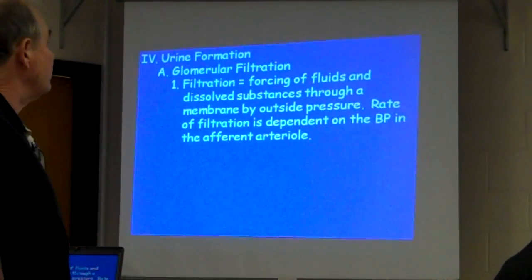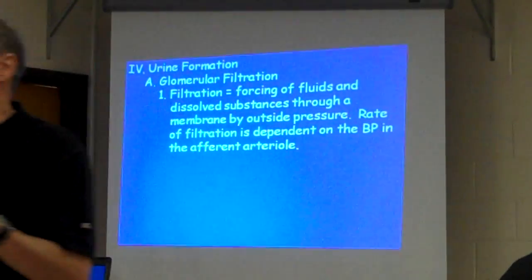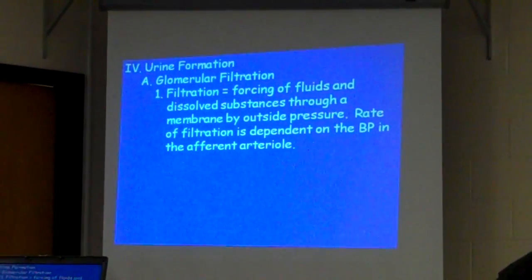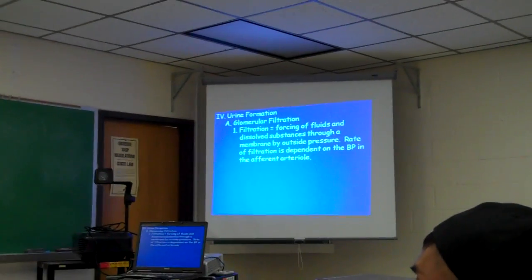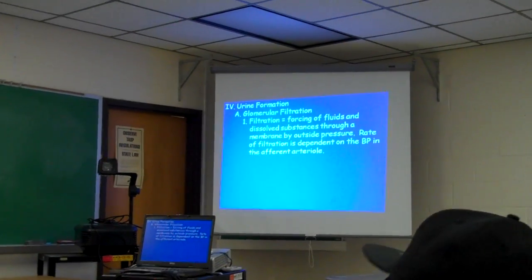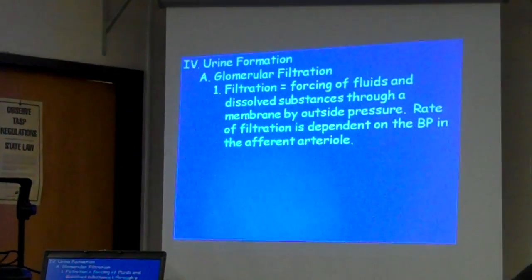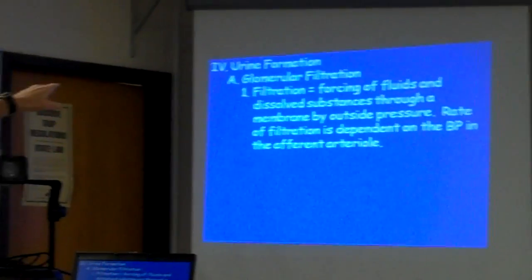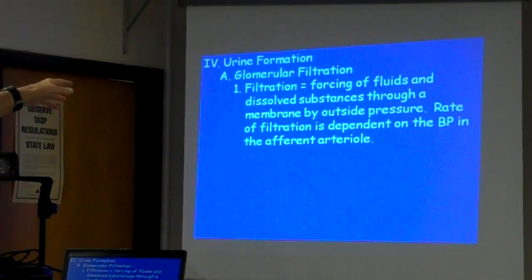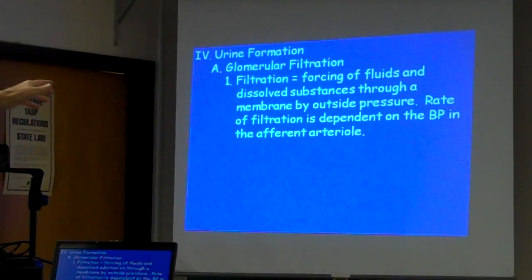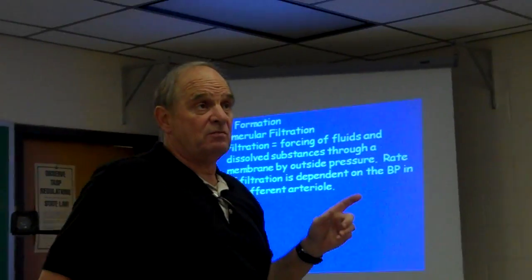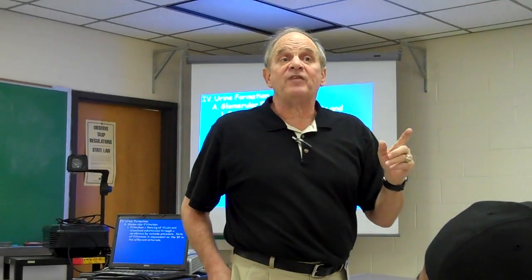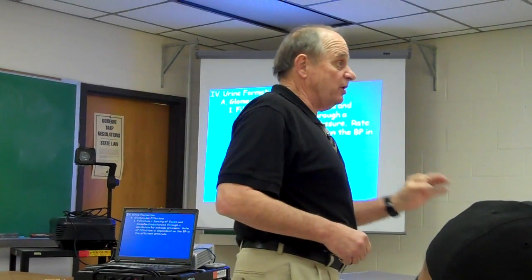Urine formation, glomerular filtration. Now, filtration is a forcing. It's like if this door were closed, and it's forcing things across. It's been forcing this door to get out. And there are going to be opposing forces to this push going that way. All right, so right here, filtration: forcing fluids and dissolved substances through a membrane by outside pressure. Rate of filtration is dependent on blood pressure in the afferent arteriole. I will tell you this, a person with extremely high blood pressure will find themselves having to urinate more frequently because the blood pressure is high and that filtration rate is going to increase.